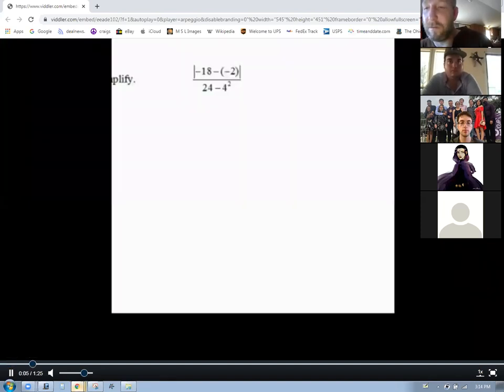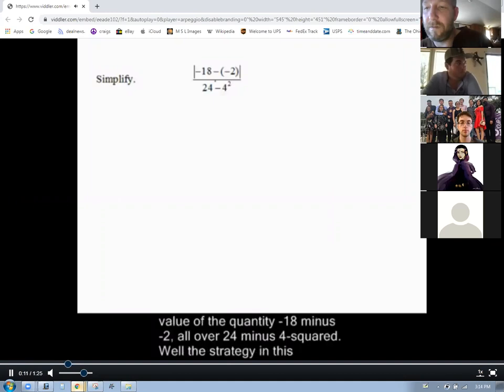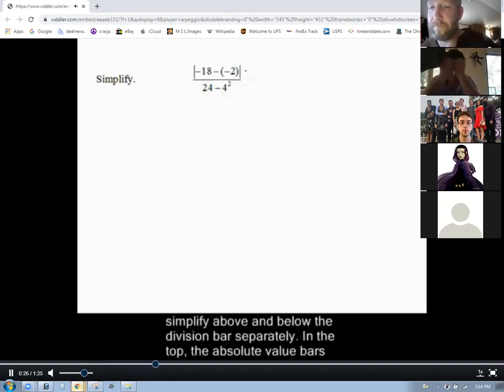We take this opportunity for more practice with the order of operations. We have the absolute value of the quantity, negative 18 minus negative 2, all over 24 minus 4 squared. Well, the strategy in this example is to simplify the numerator and denominator of the fraction first. That is, I'll simplify above and below the division bars separately.